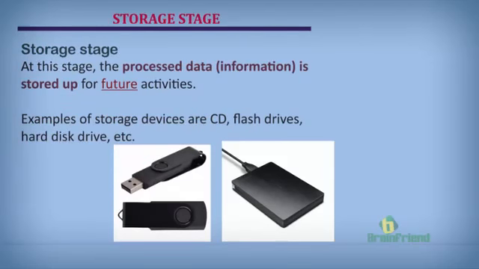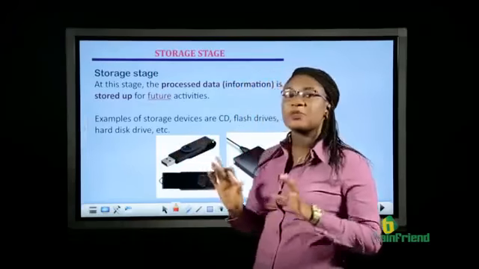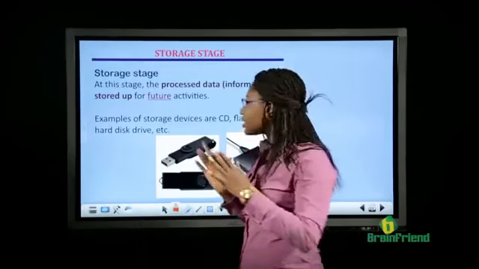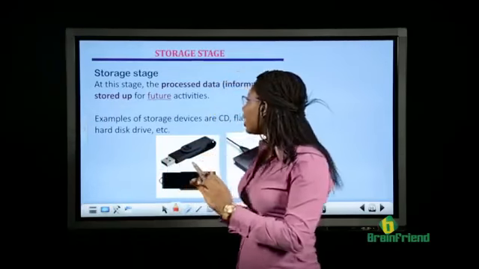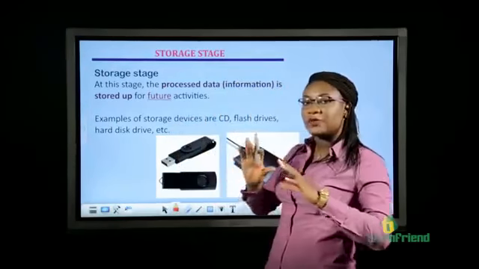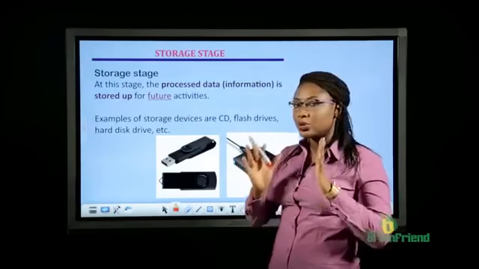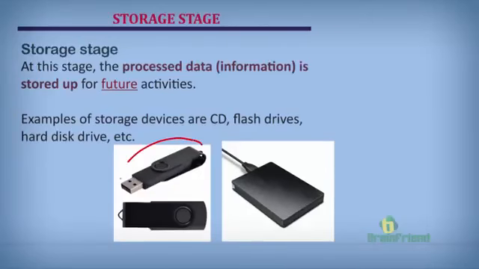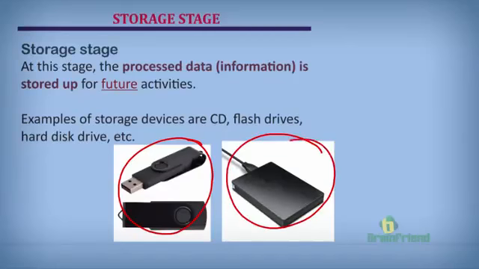Okay, now the storage stage. After data is processed, it is saved, it is stored somewhere for future activities. Now, there are different devices where you store your data. For example, you can store data in your flash drive. You can also store data in your hard drive. So at this stage, the processed data, which is information, is stored up for future use.